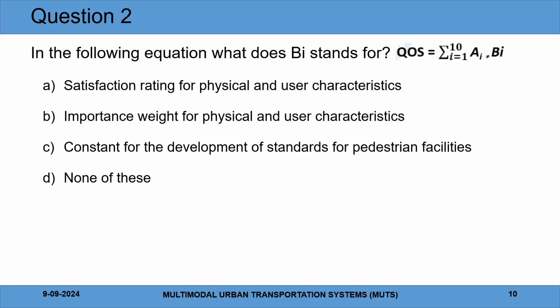Question 2. In the following equation, what does this BI stand for? Satisfaction rating for physical and user characteristics, importance weight for physical and user characteristic, constant for development of standards for pedestrian facilities, none of the above.